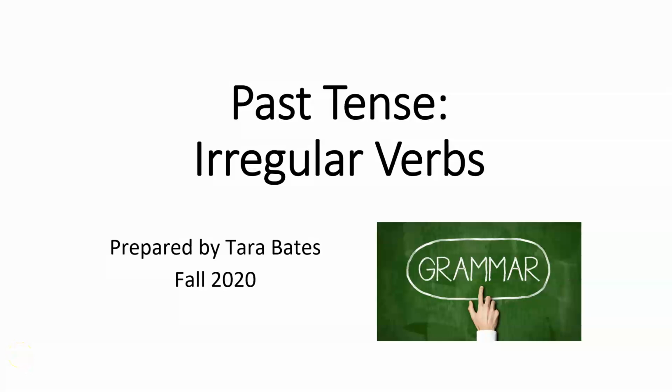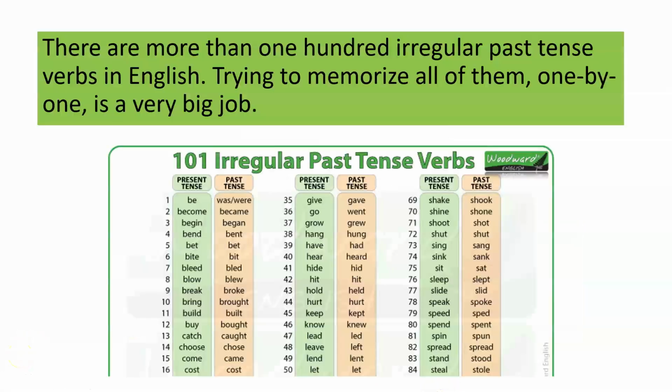Hey everybody, let's talk about the past tense and irregular verbs. Let me give you a short introduction. There are more than 100 irregular past tense verbs in English. Trying to memorize all of them one by one is a very big job.